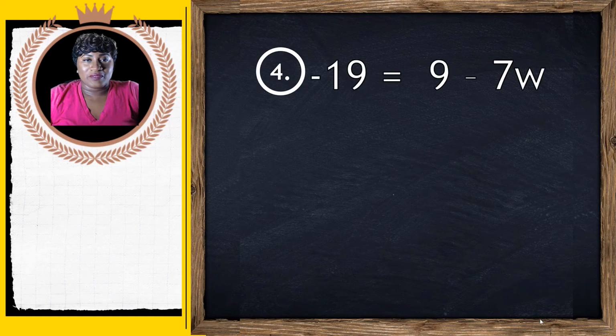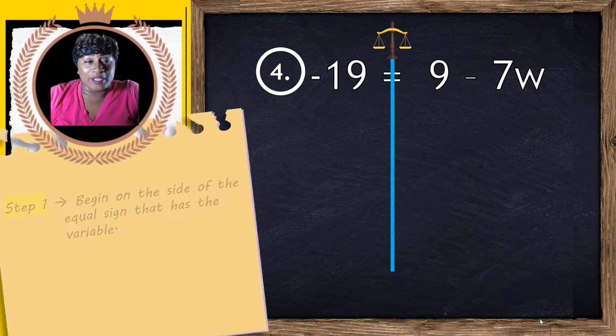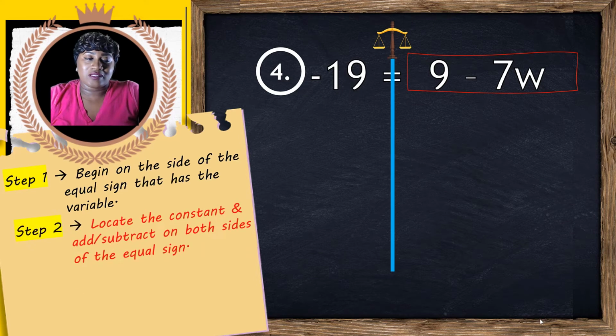Number 4. Negative 19 equals 9 minus 7w. Let's draw the line down the equal sign to balance the equation. Now on to step 1. We'll begin on the side of the equal sign that has the variable. We see that our variable w is on the right side of the equal sign. Step 2, we'll locate the constant and add or subtract on both sides of the equal sign.